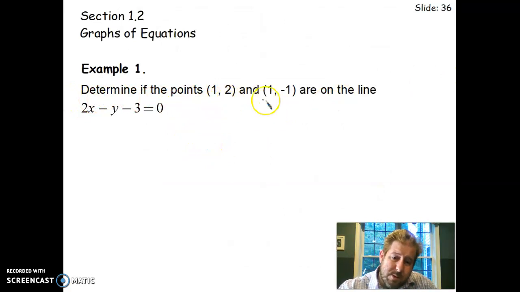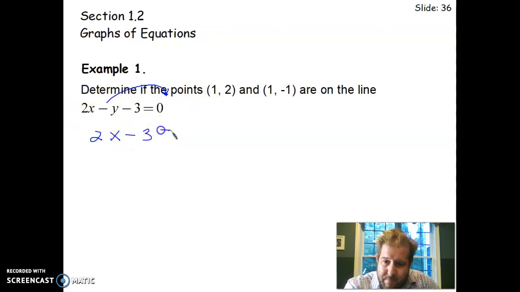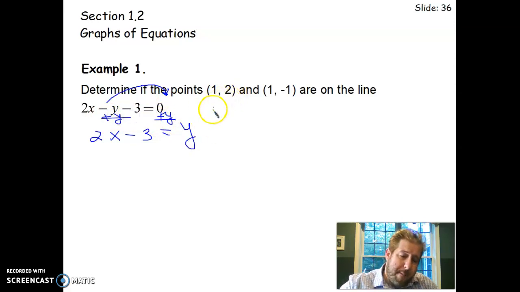It says determine if the points (1, 2) and (1, -1) are on the line. Now, I could set this equal to y, and then it might make it a little bit easier. In fact, I'm going to do that, although I technically don't have to. That's going to leave me with 2x minus 3 on the left, and just y, because when I add y to both sides, 0 plus y is y. Now, the easiest thing to do here is just plug this in for x and this in for y. That's your x, y. If it works, then it's on the equation. If it doesn't work, then it's not on the equation.